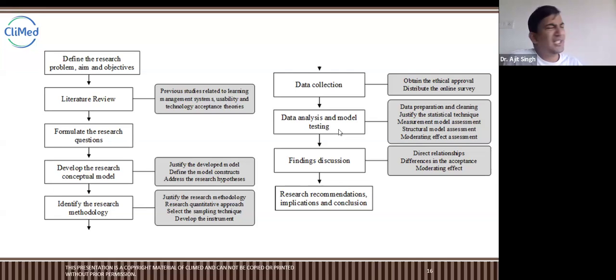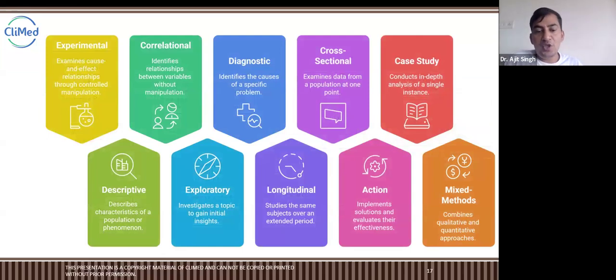As I told you, many types of studies are there. Based on the timeline, one is forward and one is backward: retrospective and prospective studies. Then, based on the intervention, there are two types. One is without intervention, called observational, and the other is interventional studies. In observational studies there are multiple types: case report, case series, cross-sectional, cohort studies, and case control.